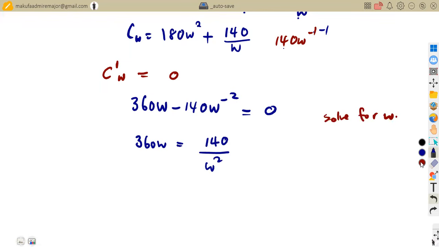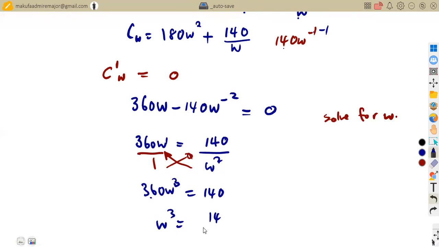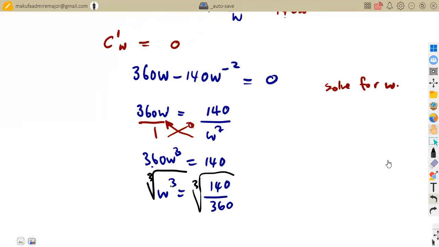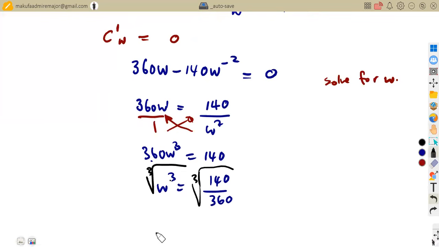To find W here, we can simply cross multiply so that we combine the W's to one side of the equation, which is going to be 360 W cubed, because W is the same as W to the 1, and there's a 2 we add, equal to 140. Divide by 360 on both sides. So W cubed is going to be 140 over 360. Then we introduce the cube root on both sides to remove the cube. We have the value of W that is going to give us the minimum cost in this case.